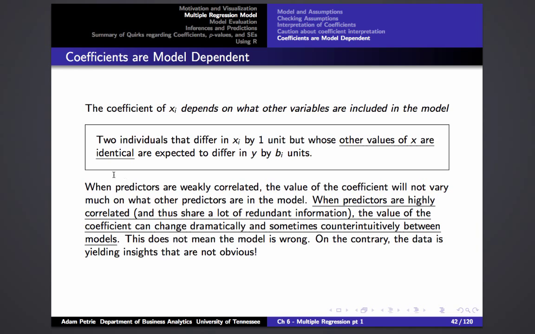So it turns out that the amount of change in the coefficient from model to model depends on how correlated your predictors are. If your predictor variables are weakly correlated, the value of the coefficient's not going to vary all that much. However, when we have correlated predictors, that means essentially they share a lot of redundant information, and the value of the coefficient from model to model can actually change dramatically and even sometimes counterintuitively between models. It does not mean the model is wrong. On the contrary, the data is yielding something that is relatively interesting and not obvious about the way your data is working.